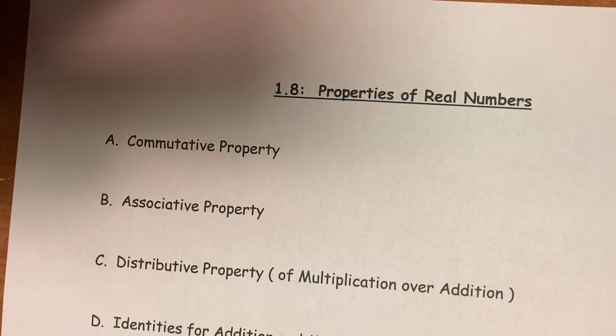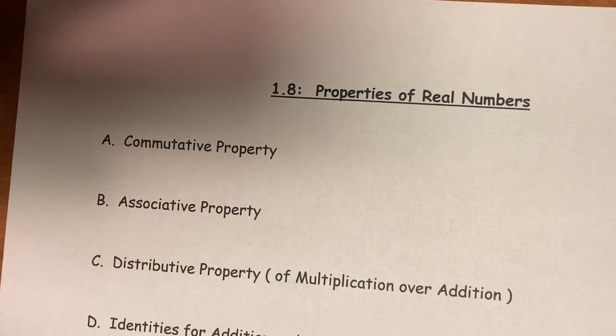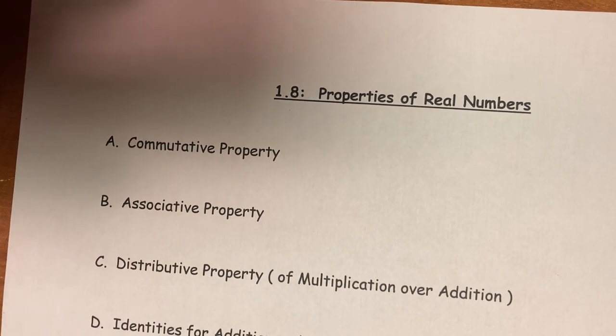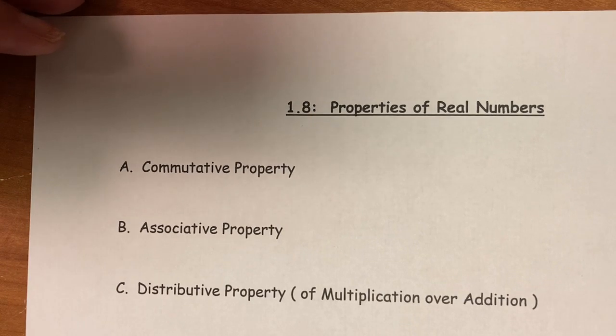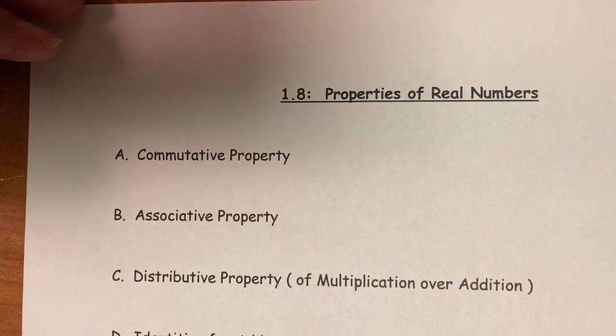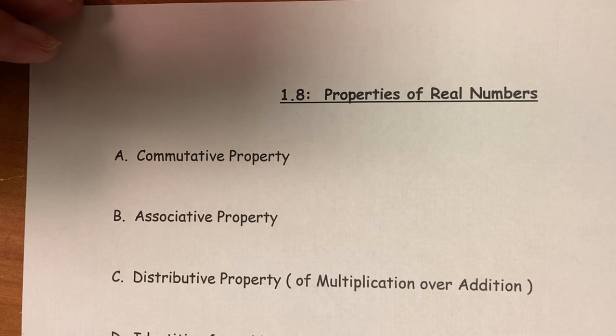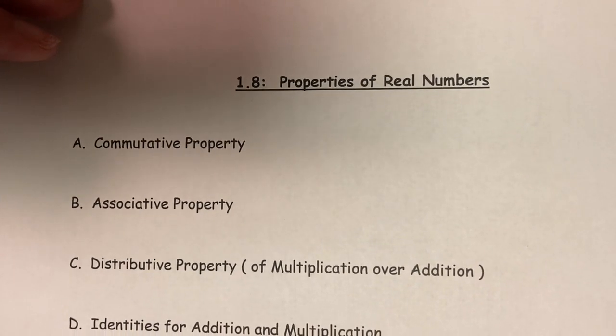So 1.8 is never anybody's favorite section because it involves things that you have to memorize. All of the properties. Now, you have had 3 of the properties before in Math 47 if you took Math 47. So hopefully you'll remember them.